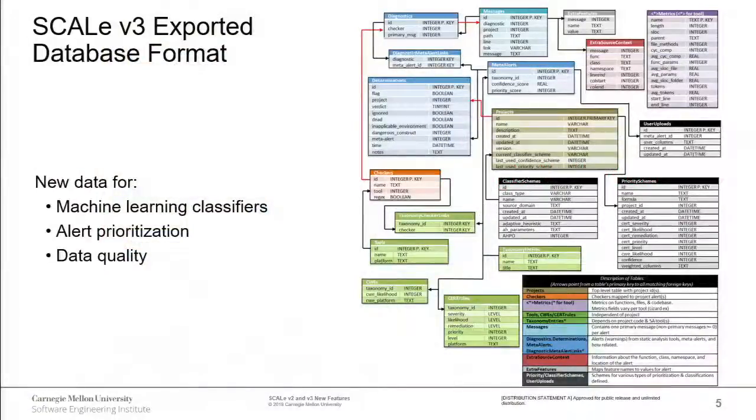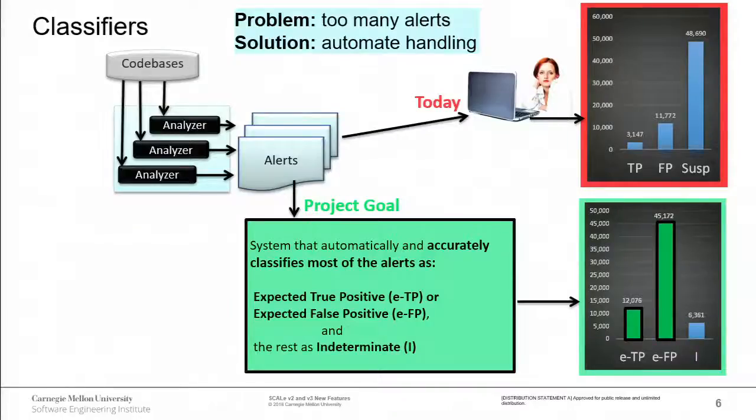The Scale version 3 exported database format is shown on this slide. You can see we've added a lot just looking at the number of tables and the number of fields. The new data is for machine learning classifiers, alert prioritization, and data quality. So this classifier research that we're doing caused us to add that data to the exported database. Let's talk about that a little bit here.